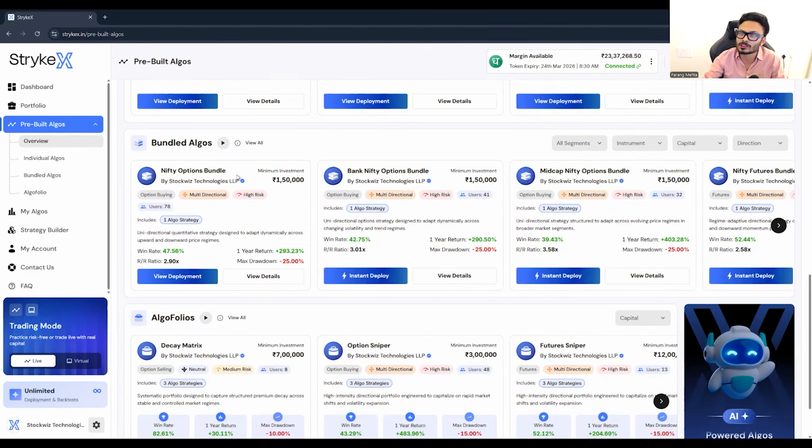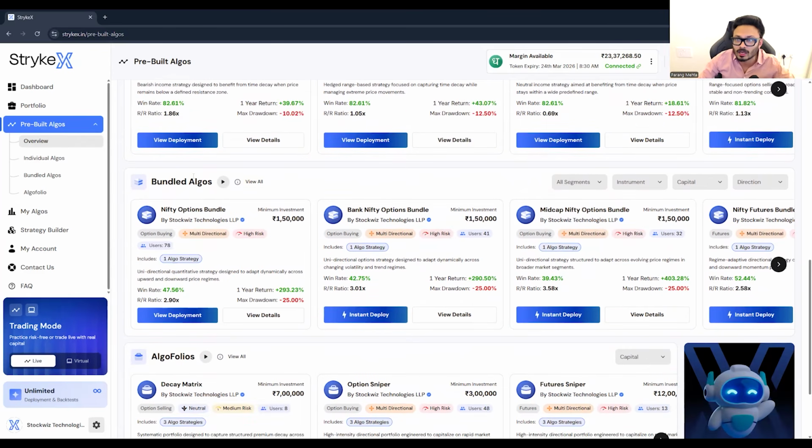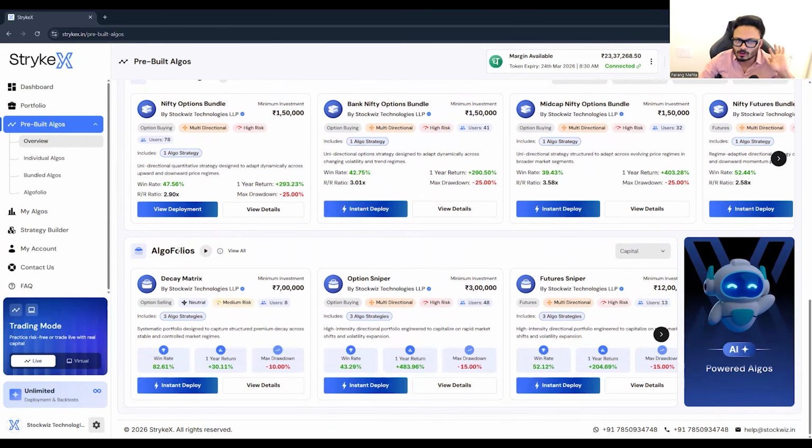Now, this Nifty options bundle will take call also, will take put also as per market conditions. So you don't have to deploy call separately, don't have to deploy put separately, just deploy this and you're good to go, right? So that is the difference between individual algos and bundled algos. And then comes algo folios.